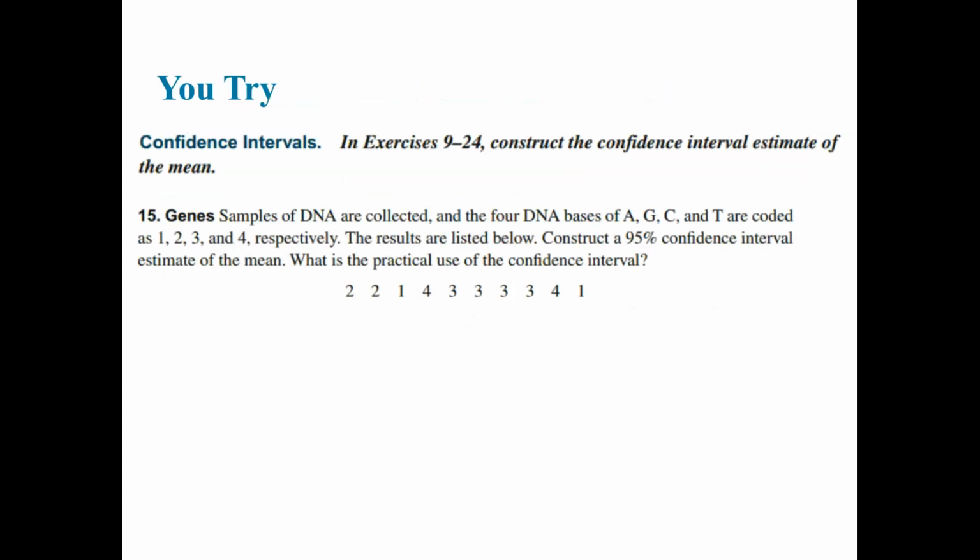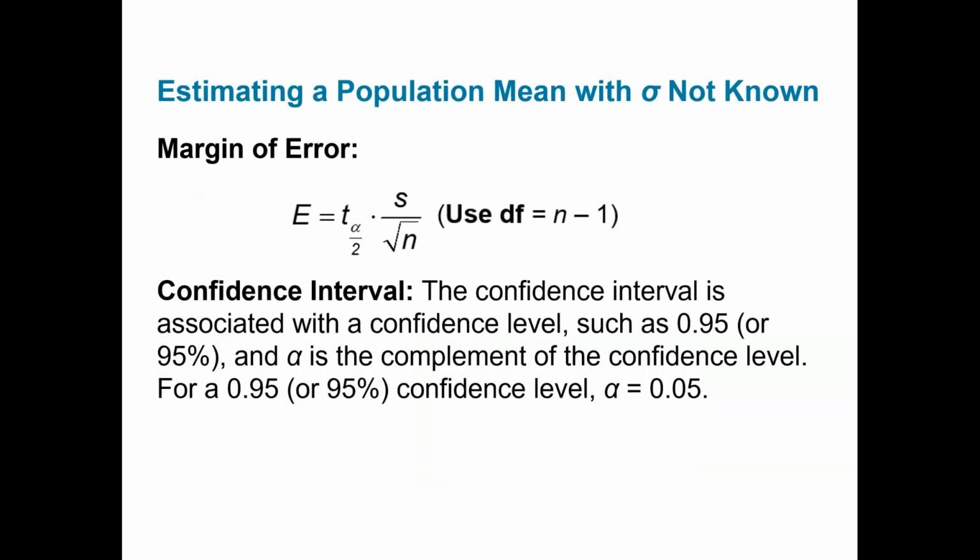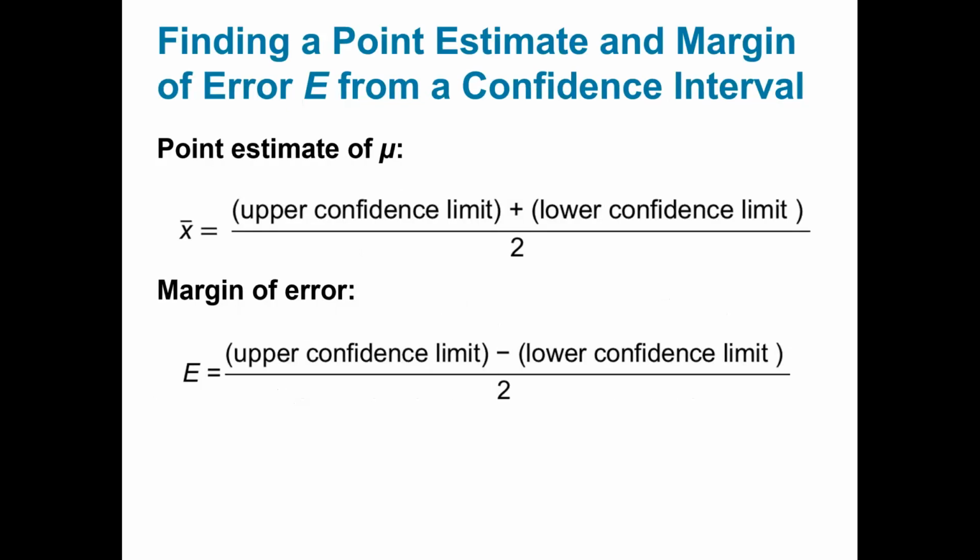So go ahead and give this one a try. And I went ahead and did the one variable statistics. You could have done the exact same thing as me, but there is, it's in red here, what I got from the calculator. So we can find the margin of error using this formula here, or if we already know the confidence interval, we can actually use these formulas as well.